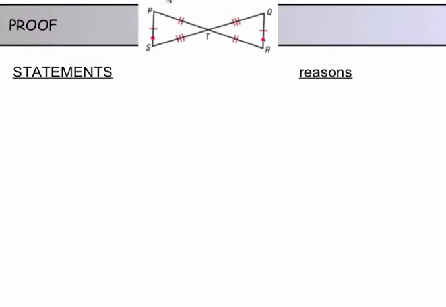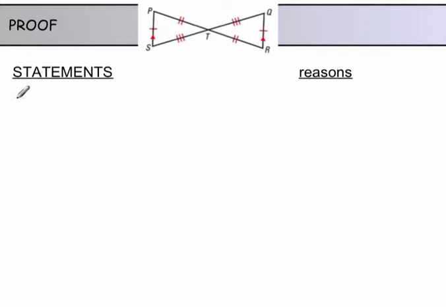Now, in order to prove that triangle PTS is congruent to triangle RTQ, you have to show that all the corresponding parts of one triangle are congruent to those of the other triangle by their markings, and in this situation, probably by vertical angles theorem and an alternate interior angles theorem. So let's start with some statements. What are some things that we absolutely know?